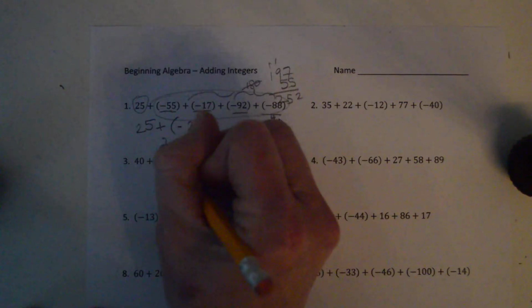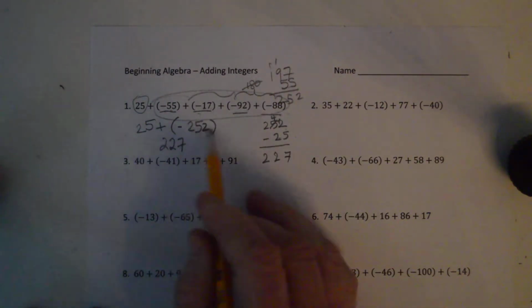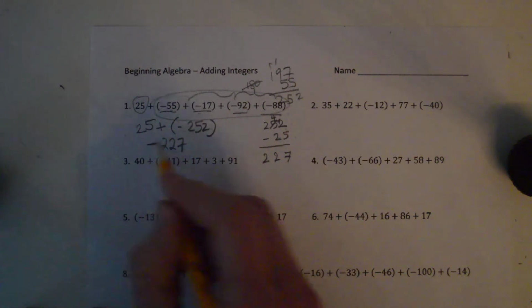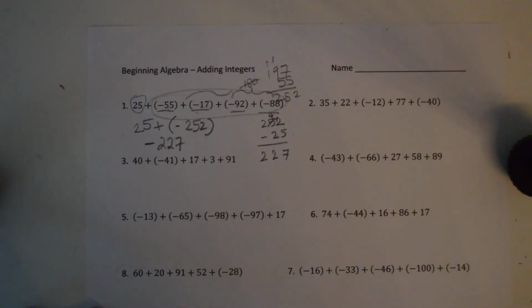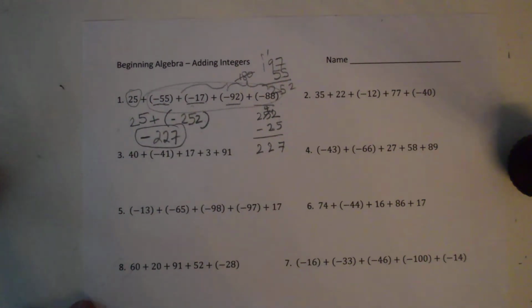All right, so I get 227, and then I take the sign of whichever of these two was larger. The 252 was larger, and so it was the negative, and so our answer is going to be negative 227.